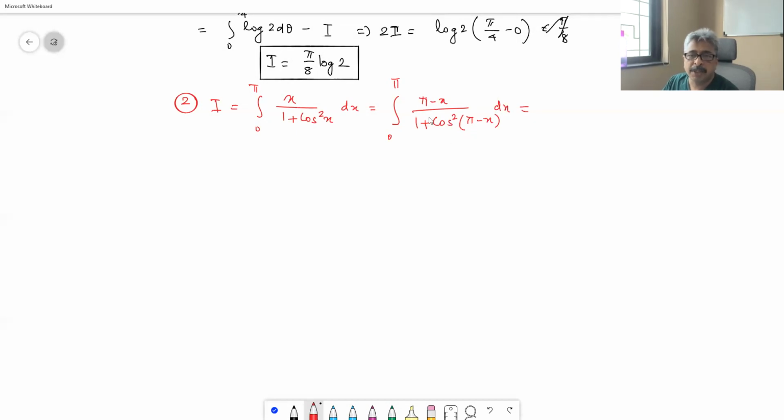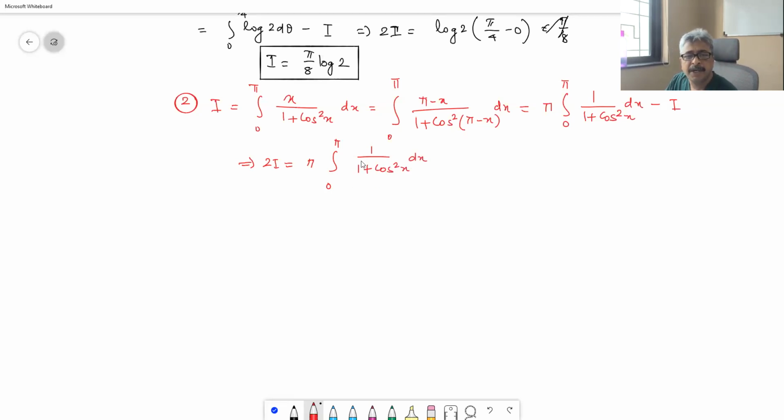Now we can split it into parts, pi upon this minus x upon this, which is pi times integral 0 to pi 1 upon 1 plus cos of pi minus x squared. Correct? Cos of pi minus x is minus cos x, but squared, therefore it is plus cos square x dx. That is first part, minus integral x upon 1 plus cos square x, which is I. That makes it 2I is equal to pi times integral 0 to pi 1 upon 1 plus cos square x dx.